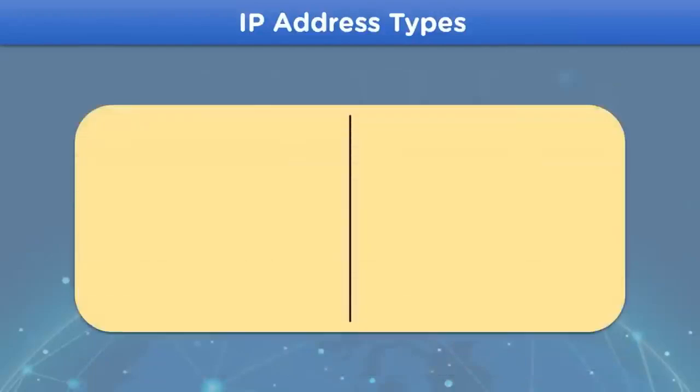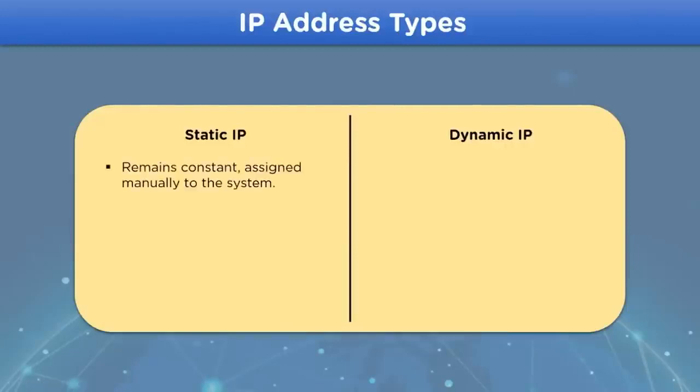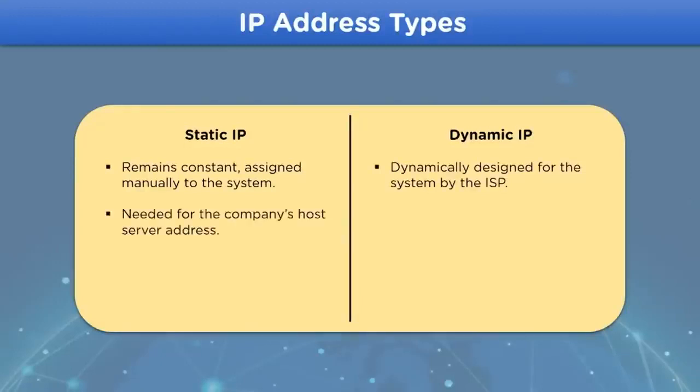Let's now see the other two types of IP addresses, which are static and dynamic IP addresses. A static IP address is assigned manually and is constant to the system, whereas a dynamic IP address is assigned by the internet service provider. Static IP addresses are much more important for business use, where it is not beneficial to have a different IP each time. In case of a dynamic IP address, the assigned IP for network devices does not need to be dedicated.